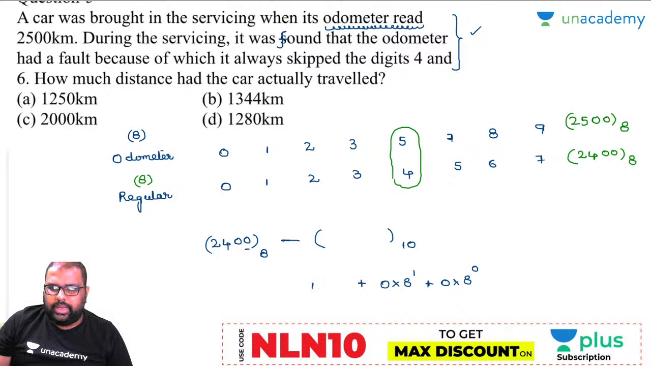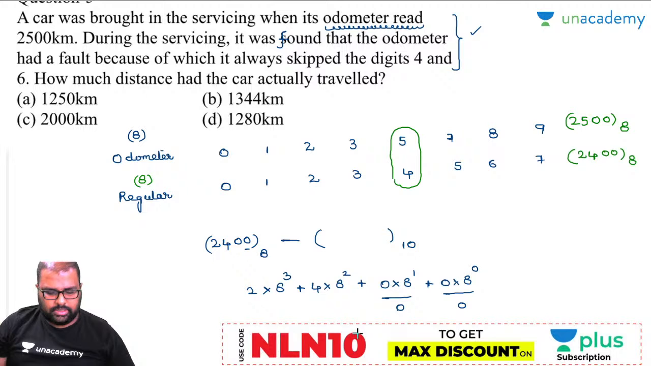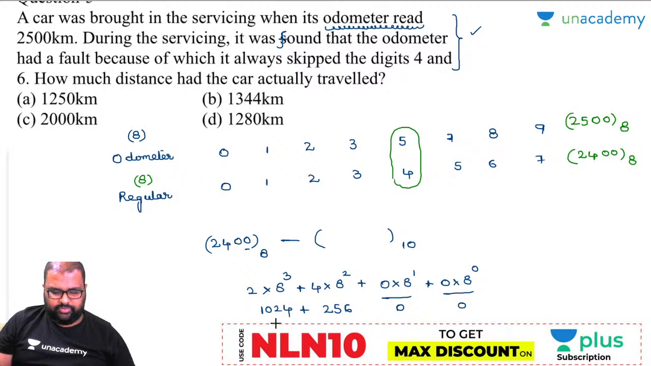plus 4 into 8 square, right? Next one is 2 into 8 cube. Am I right? So this is 0, this is 0, 4 into 8 square, 64 into 4 is nothing but 256. Now 8 cube into 2, so 64 into 8 into 2 is 1024. So 1024 plus 256 is how much? 1280, and your option D satisfies perfectly there.